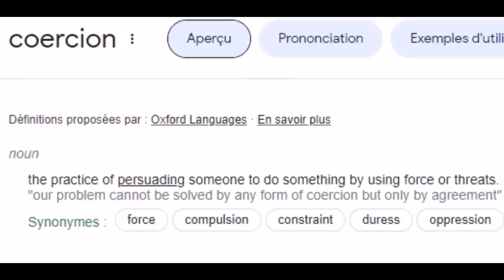So that means they're using force and threats to make us do things, eh? And to persuade us to make us do things. That's coercion. So let it sink in, because this word is coming back a lot of times. You better repeat it to yourself a couple of times, because this is not trivial English language. So again, coercion is the practice of persuading someone to do something by using force or threats, which is what the authorities and our masters are doing all the time.